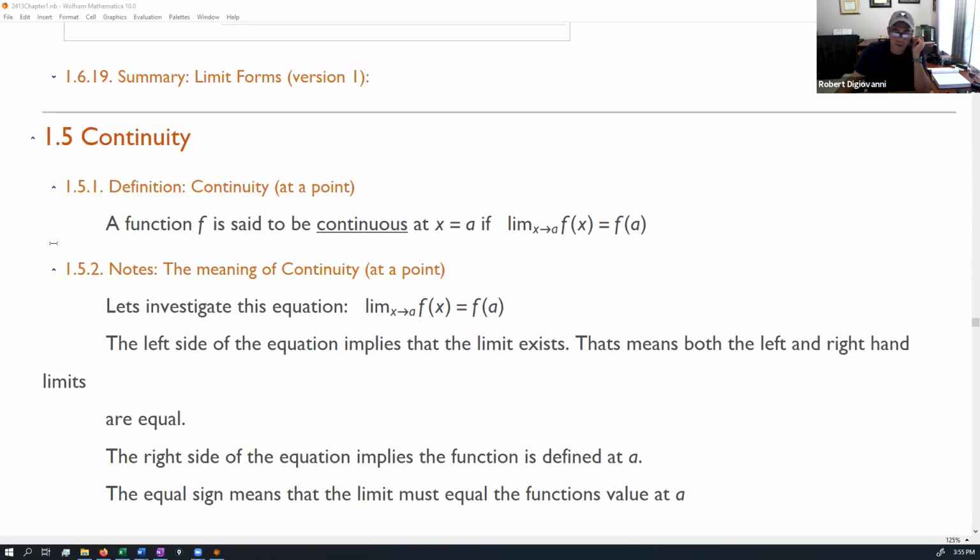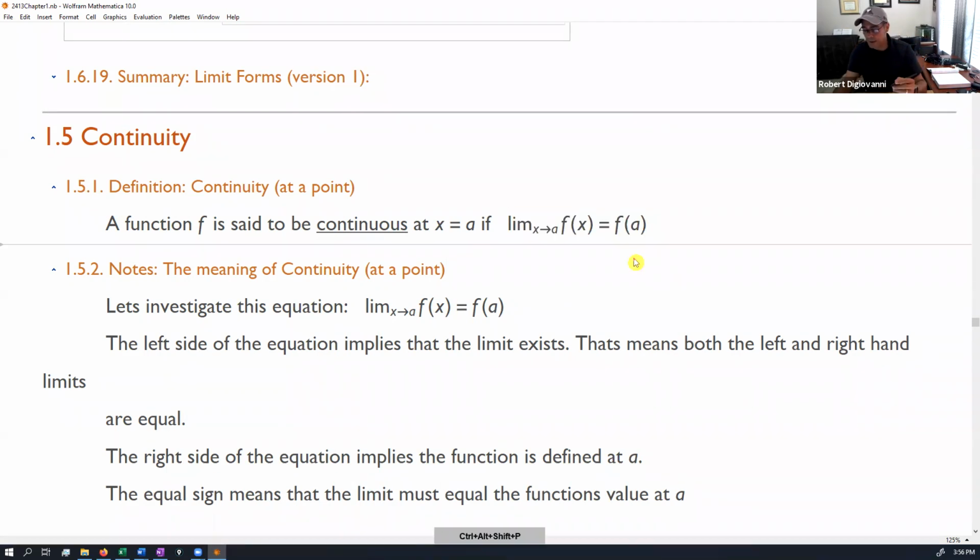Okay, here it is. Definition of continuity at a point. A function f is said to be continuous at some value x equals a if the limit of the function is equal to the function's value at that point. That's it. That's the simple definition of continuity, but there's a whole lot right here. There's a lot of information in just this simple equation.